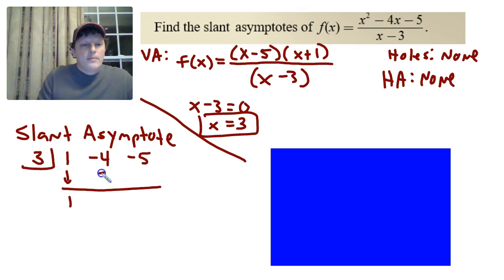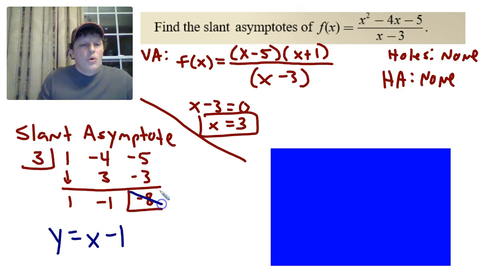We multiply 3 times 1. Negative 4 plus 3 is negative 1. So we add down, then multiply. And this last number ended up being what we call a remainder. Now remember that we started with a quadratic and divided by a linear. Basically, we started with a degree of 2 divided by a degree of 1. So that leaves us with a degree of 1. This is going to be y equals 1x minus 1. Ignore whatever the remainder is. It doesn't come into play with the slant asymptote.